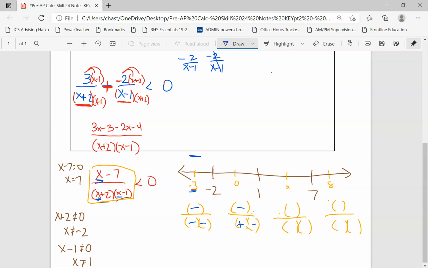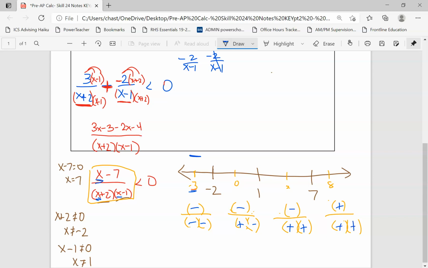When I plug in 2, 2 minus 7, that's negative. 2 plus 2 is 4, so that's positive. And 2 minus 1 is 1, that's also positive. And then when I plug in the 8, 8 minus 7, that's positive. 8 plus 2, positive. 8 minus 1, positive.